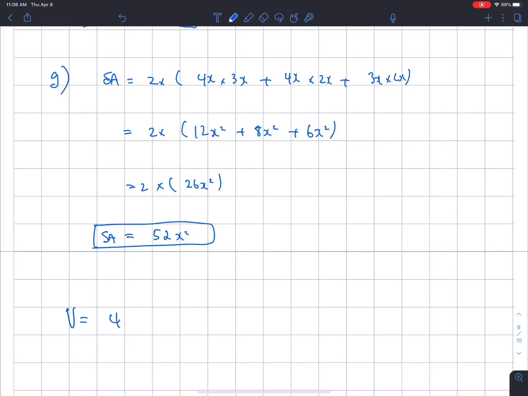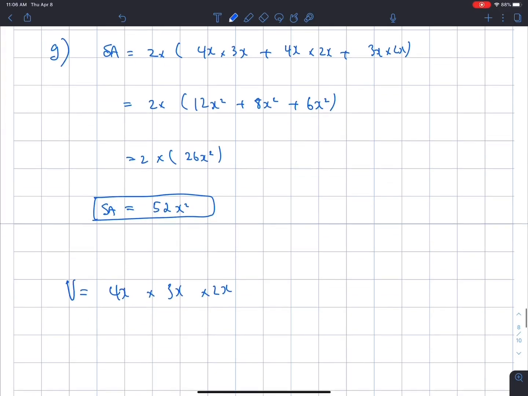Volume is length times width times height. So the volume is 24x to the power 3. And that's it for question 6. I will see you in question 7.